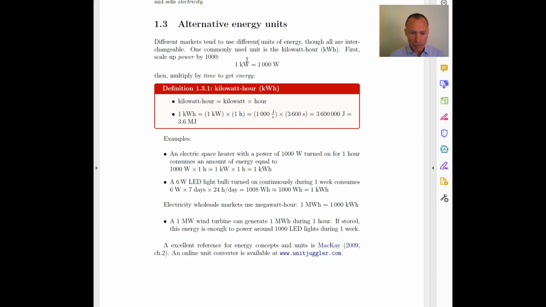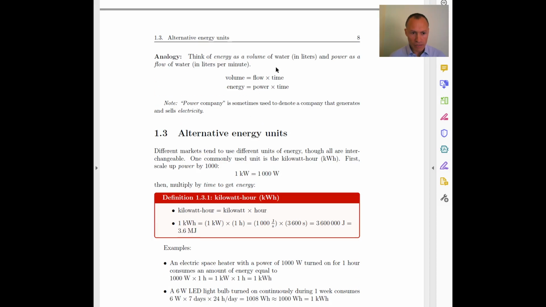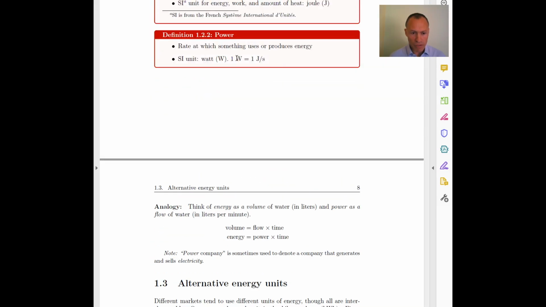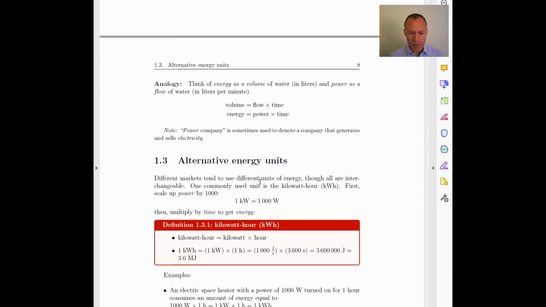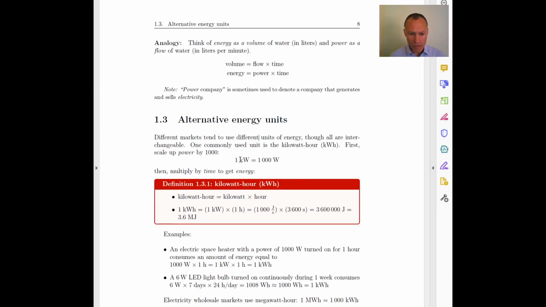Let's start with 1 watt. I just defined what the watt was here, the unit of power, and what I will do is scale it up. So multiply 1 watt by 1000. 1000 watts is called a kilowatt. Kilo stands for 1000.